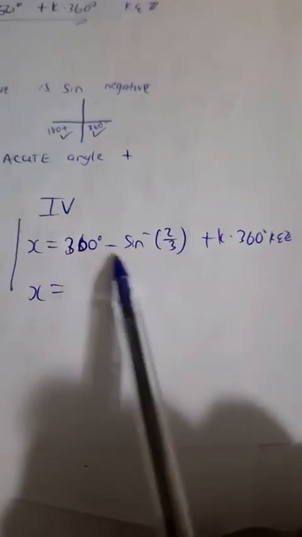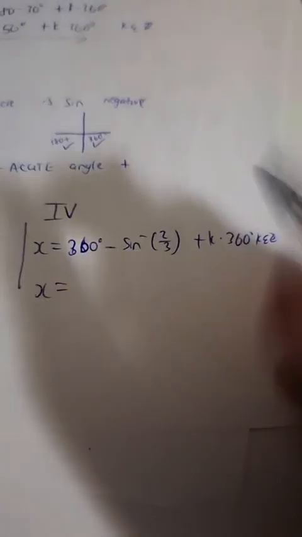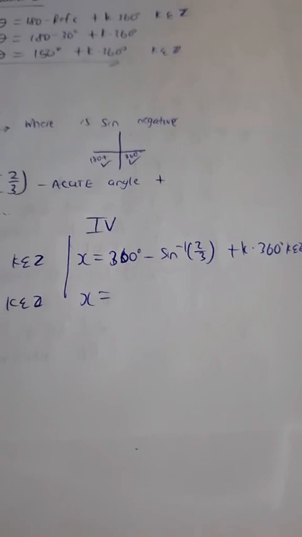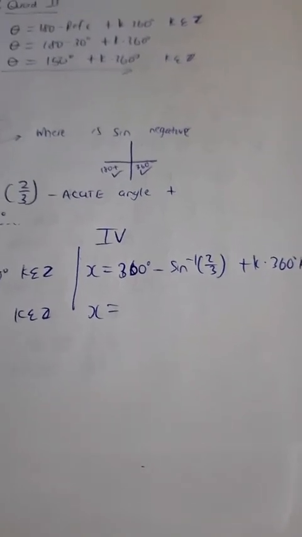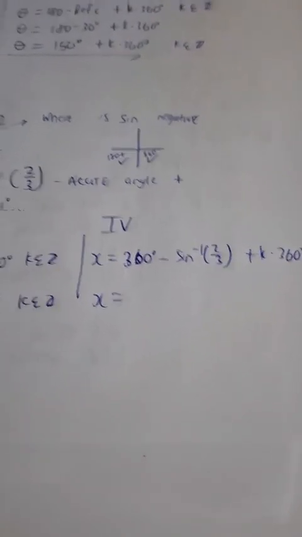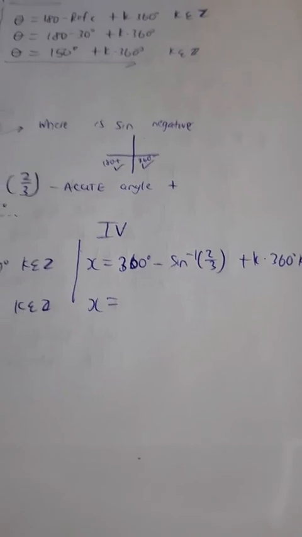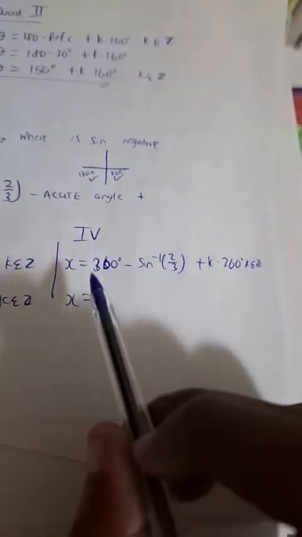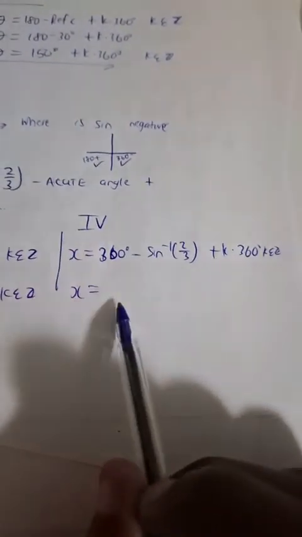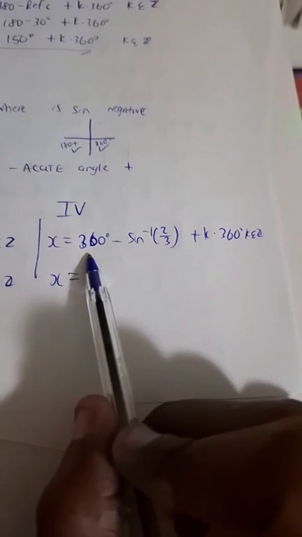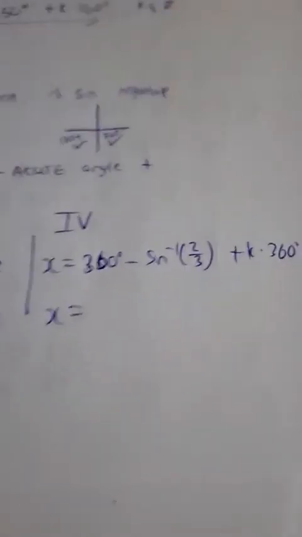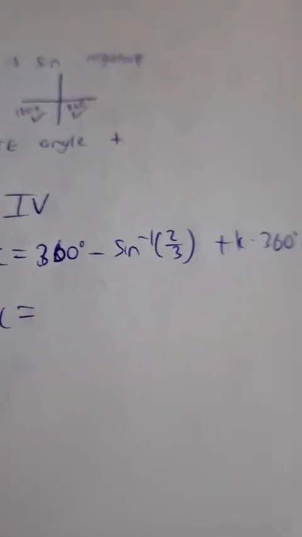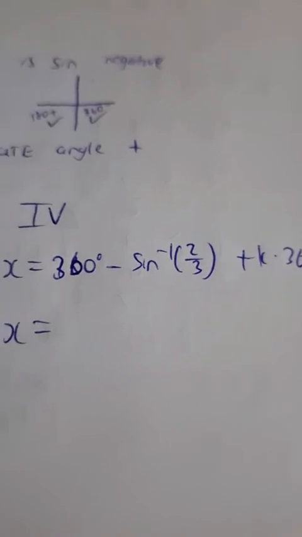What, guys? What do we get? 360 minus sine inverse of 2 over 3. What do you guys get? What's the value? No ways, it can't be 381. No ways, I disagree. 360 minus 41,81. Thank you, Nombulela. I was like, what?